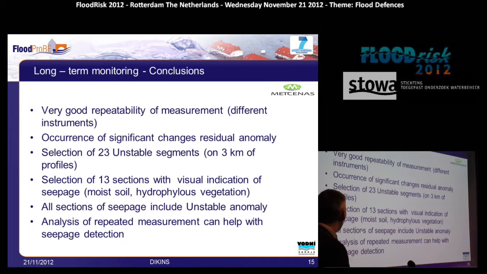In the end, all seepages include an unstable anomaly. It means that our unstable anomalies cover all these potential risk areas. I think that this analysis of repeated measurement really can help with seepage detection.